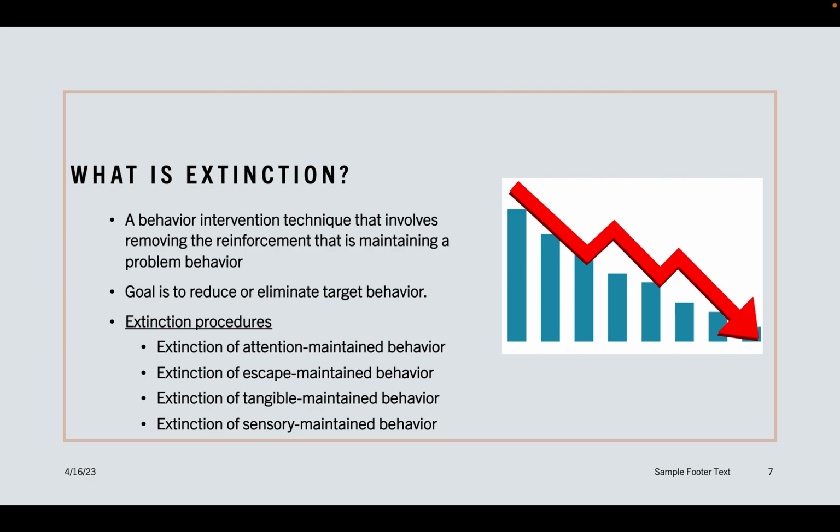So, an example of extinction of attention maintained behavior would be a child who whines for attention from their parent. The parent can practice ignoring the whining and only provide attention when the child asks for it in an appropriate manner. So the second one is extinction of escape maintained behavior.